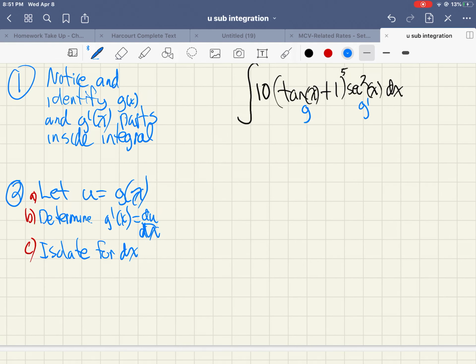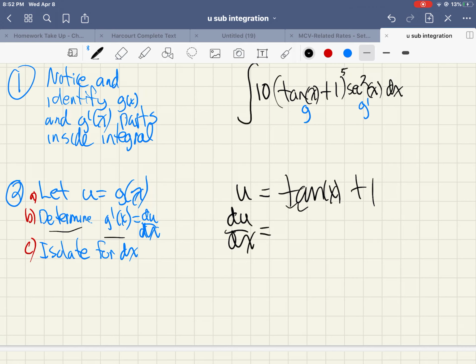The next steps are to let u be the inside function. Let u be the inside function. So u in this case is going to be the inside function, which is tan of x plus 1. That's the inside function. Then I have to determine g prime of x. g prime of x is du by dx. So let's get that derivative. du by dx equals, well, what's the derivative of tan x? Sec squared of x. What's the derivative of 1? 0.